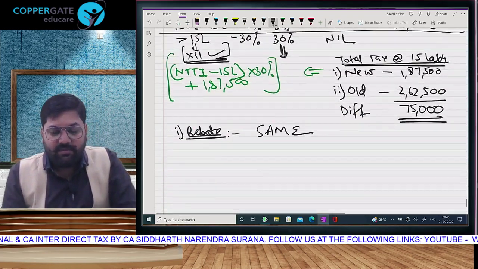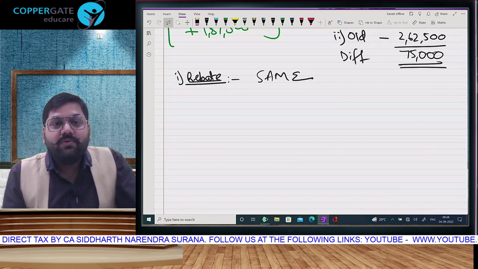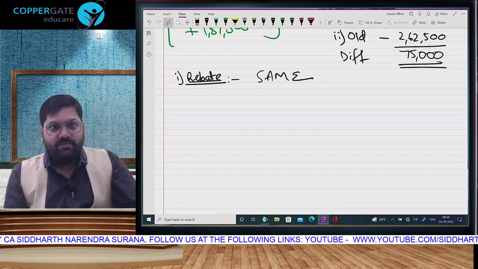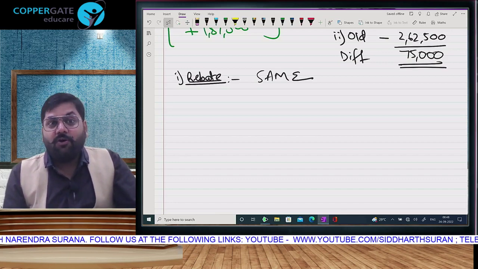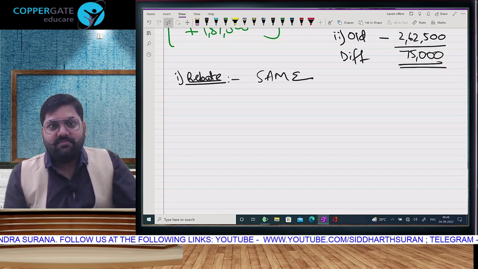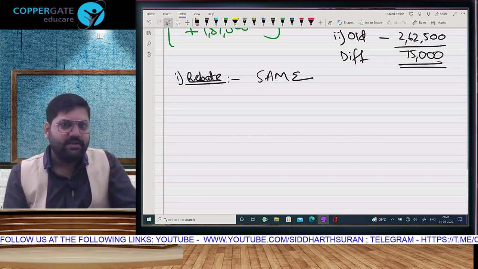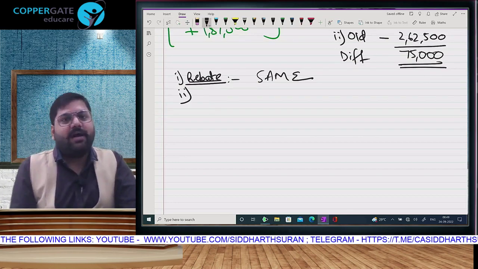Samjha kya? But in case you are already under new, and next year your income is up to 5 lakhs, you don't want to leave the new regime, so you can take rebate if your income is up to 5 lakh. Resident, individual, income up to 5 lakhs. Absolutely same. What was the second concept after rebate?